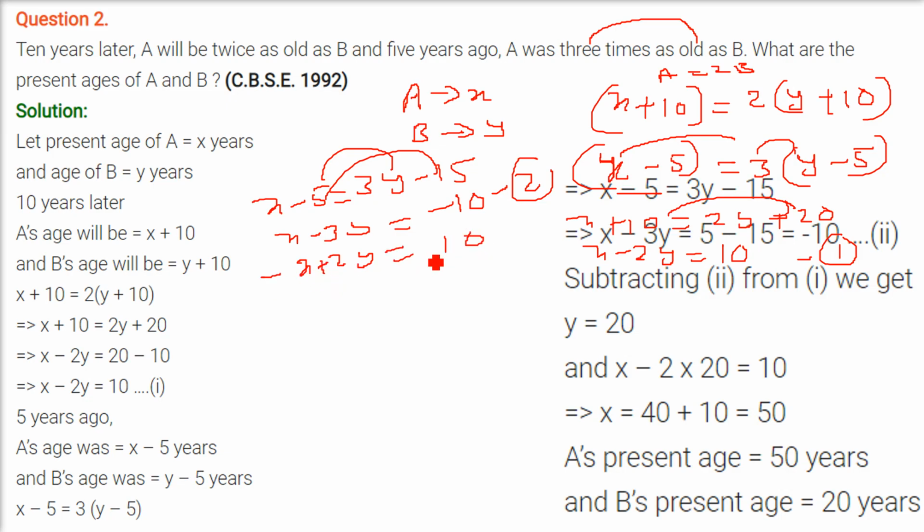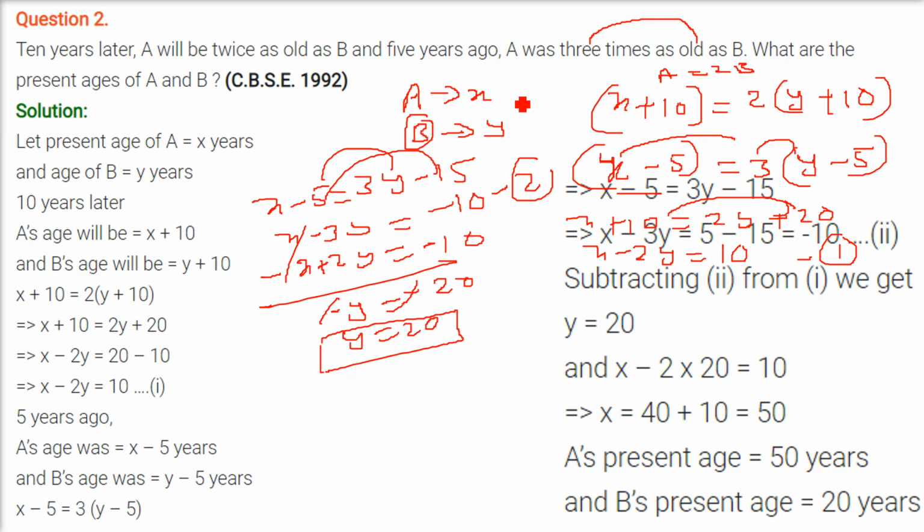So minus plus minus, this goes. 2 minus 3 is minus y, and minus 10 and minus 10, if we add them, it is minus 20. So y is 20, minus minus gets cancelled. y is 20, that is, the age of B is 20. And what will be the age of A?